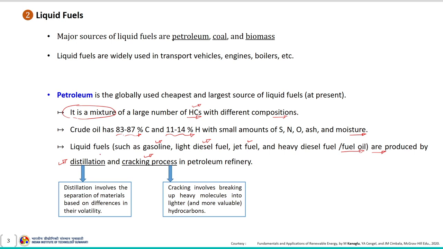So this distillation involves the separation of materials based on differences in their volatility, and it is one of the most common operations in the petroleum refinery. Apart from that, cracking process involves breaking up of heavy hydrocarbon molecules into lighter hydrocarbons, and this is also one of the most common operations in the petroleum refinery.